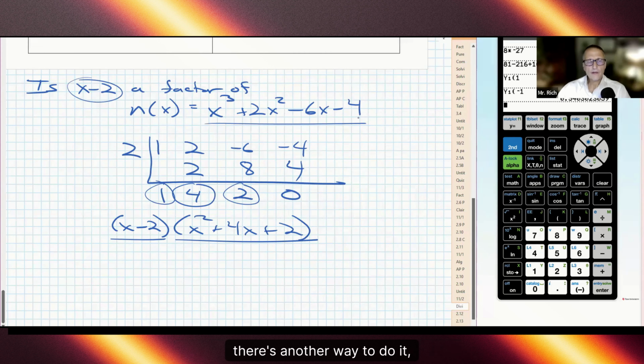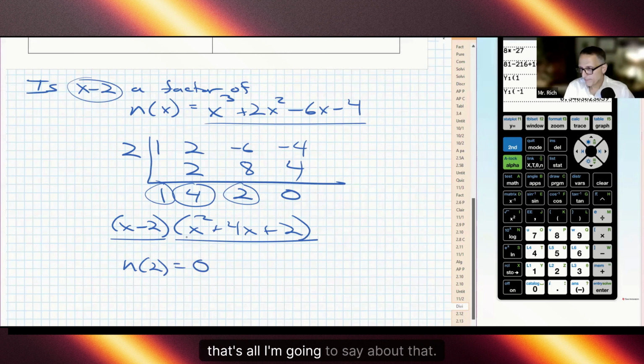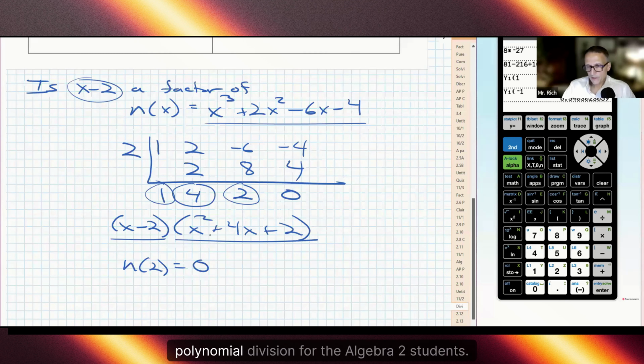There's another way to do it, which is not better than this one, I don't think. But if x minus 2 is a factor, it means that x equals 2 has to be a 0. So if you were to calculate N of 2, you're going to get an answer of 0, which tells you that 2 is a 0, meaning it is a factor. Okay, that's all I'm going to say about that. So that is polynomial division for the Algebra 2 students.